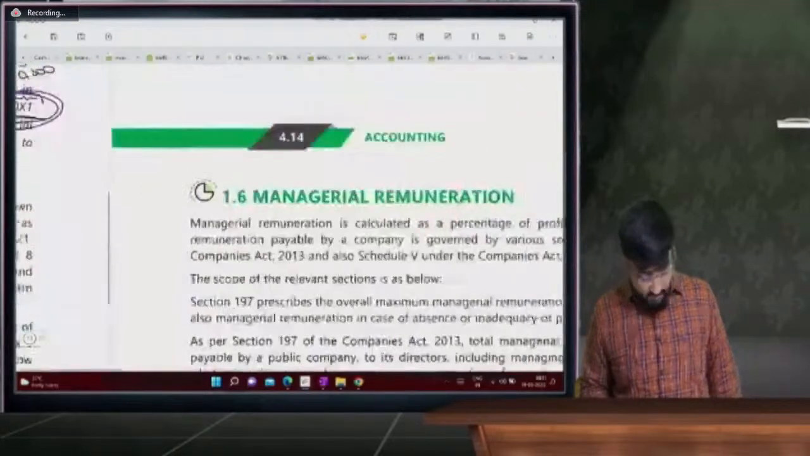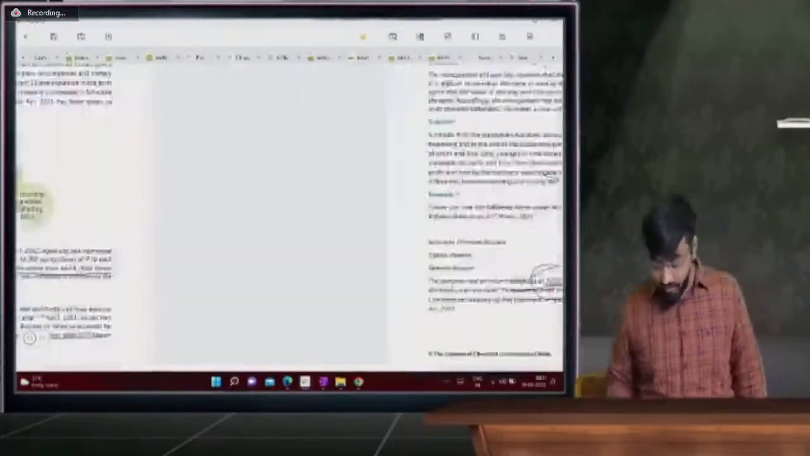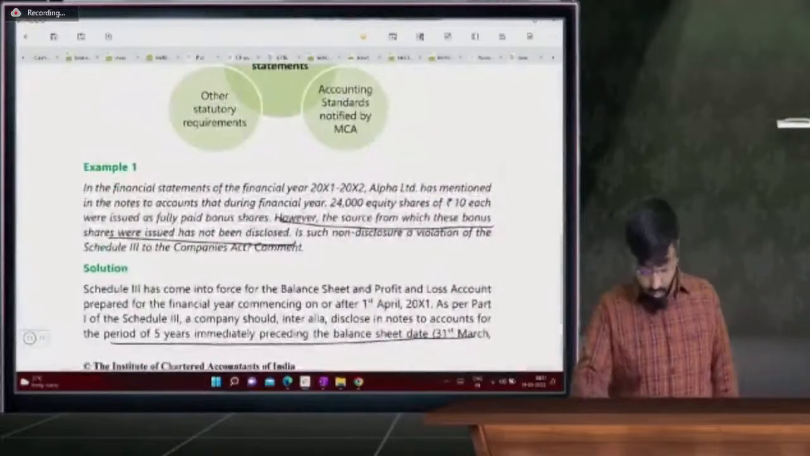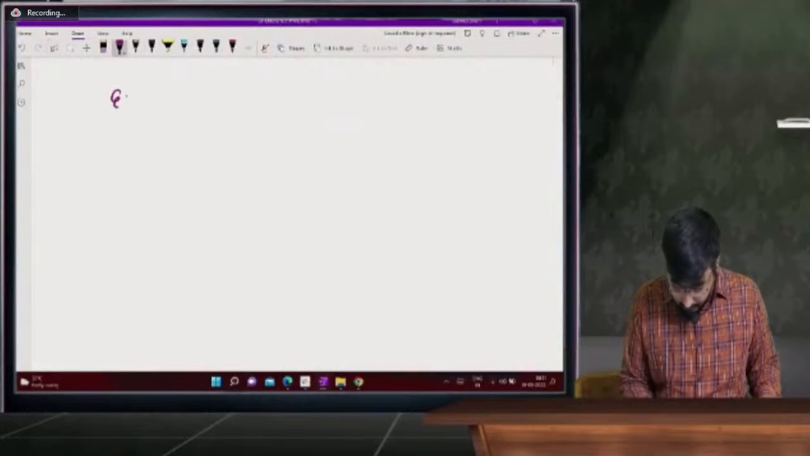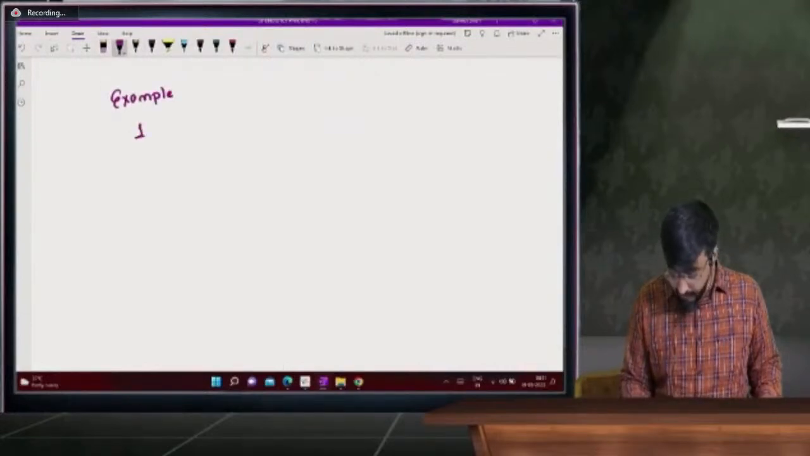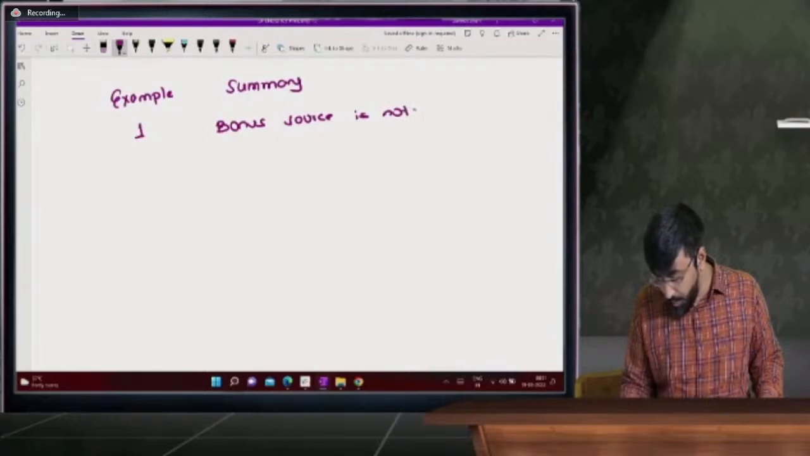So, any difficulty till now? Is it easy or difficult? All 4 questions. You can make a summary here. If you want, I will make a summary for you. So all examples. Example 1, summary: bonus source is not important to disclose.